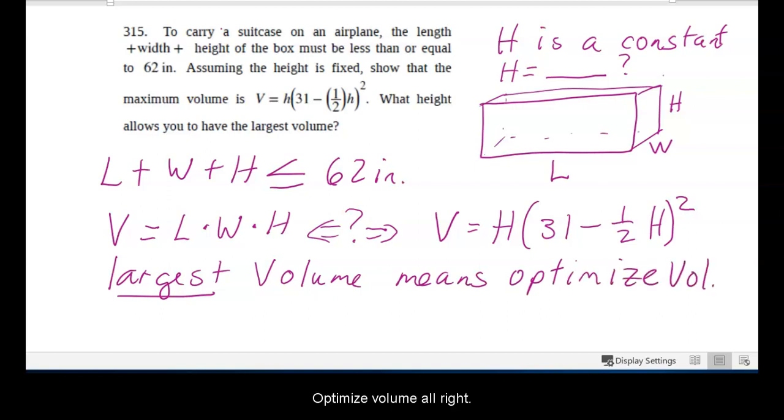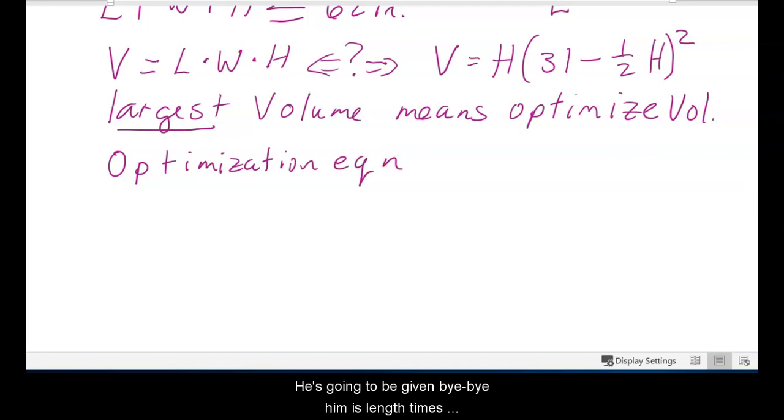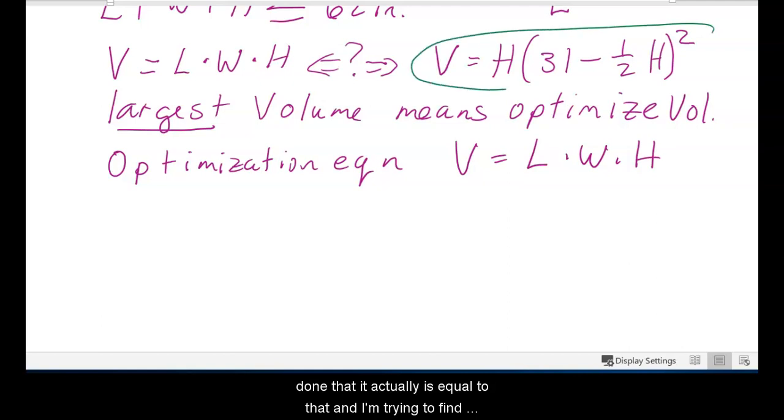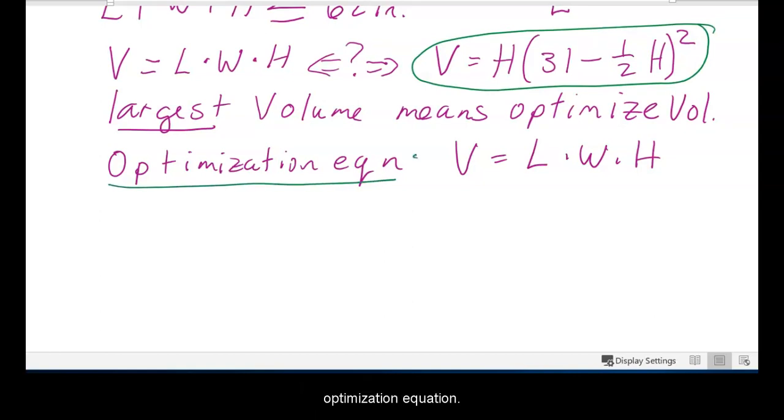Optimize volume. All right. Now I need to decide what my constraints are and what my optimization equation is. Since I'm trying to optimize volume, that means that volume is my optimization equation. So now I can write that my optimization equation is going to be given by volume is length times width times height. And I'm trying to show that when I'm done, that it actually is equal to that. And I'm trying to find the height that creates that equation, right? So here's my optimization equation.